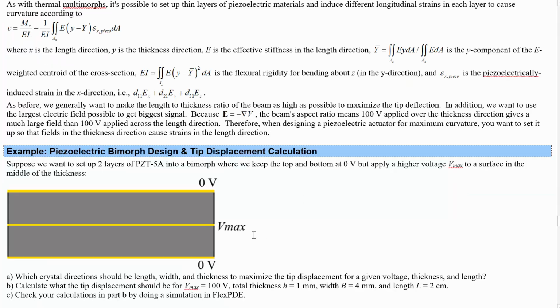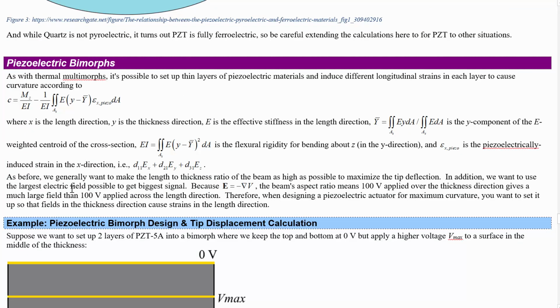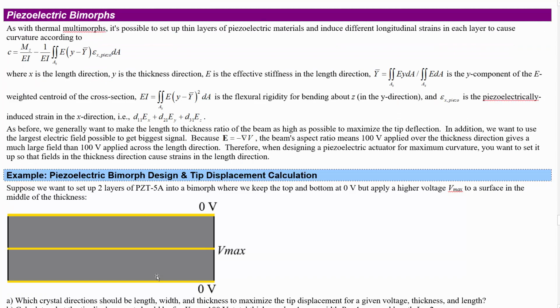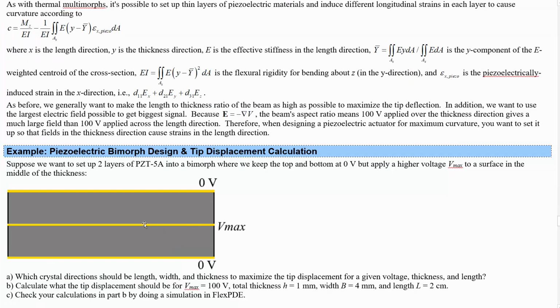So we want to set this up so that we get one of these perpendicular direction piezoelectric strain effects. For example, we apply an electric field in the x direction and then get a strain in the y direction. Or maybe an electric field in the y direction will lead to strain in x, then that's how we'd set it up.